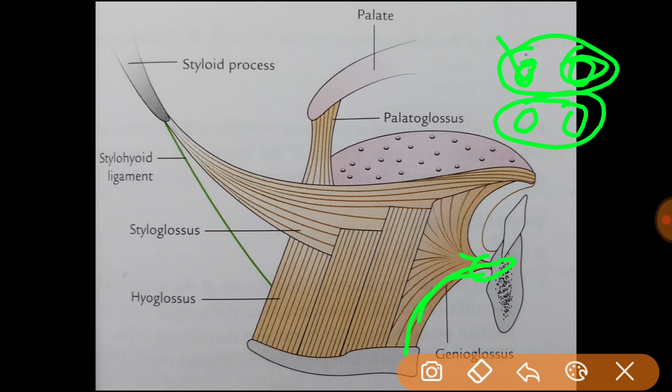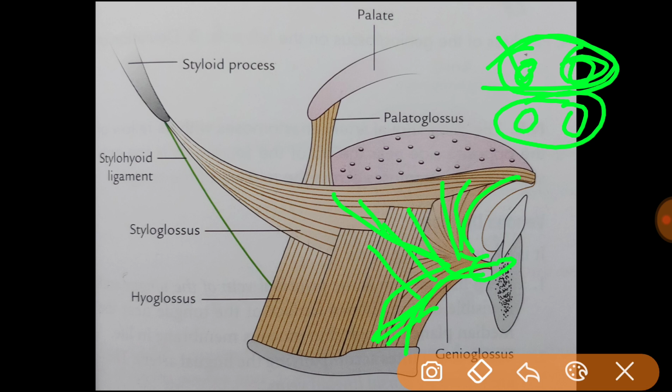So the origin of the genioglossus is the superior genial tubercle, while for insertion the whole tongue is attached. Because it is a fan shaped structure, it is also called the fan shaped muscle. The upper fibers go to all parts of the tongue, while in the lower part the lowest fibers are attached to the hyoid bone.